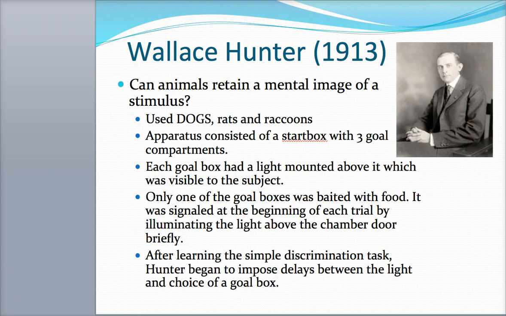So I'm going to describe this. There's a goal box that has a light mounted above it, and there are 3 of them. The light goes on above the one that has the food in it. Only one of them is baited with food, and it's signaled. And then the light's turned off, and the animal's allowed to guess. So after they learn to discriminate the rules, if you will, the reference memory of go to the light in order to get food, he then can start doing experiments.